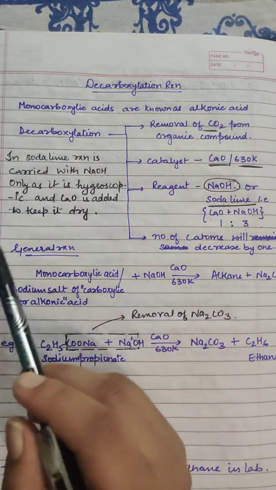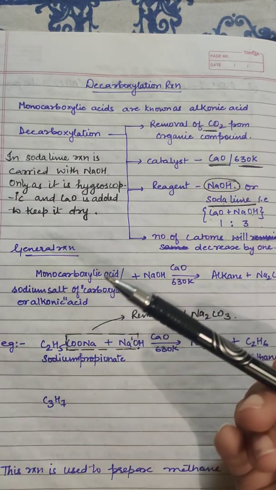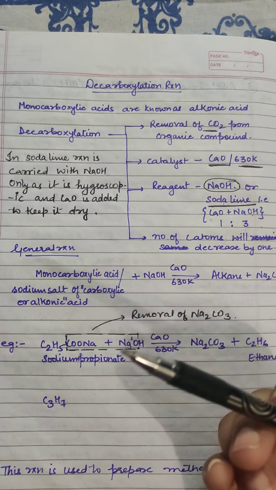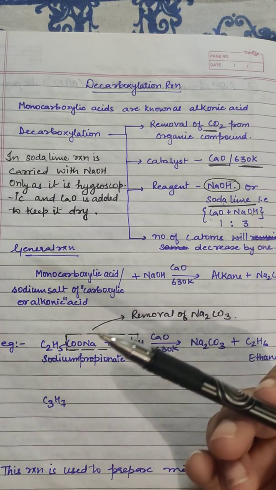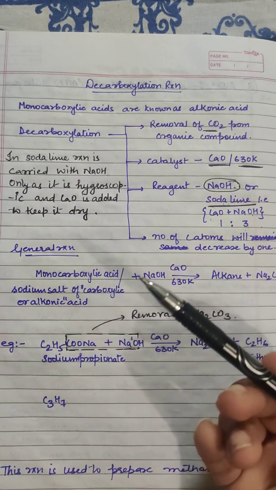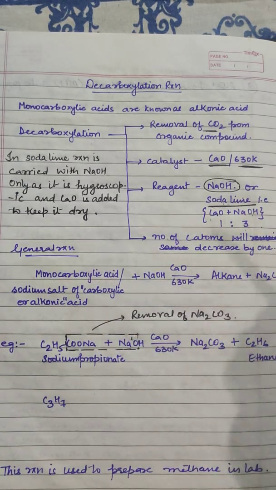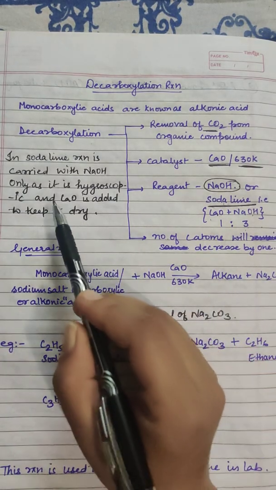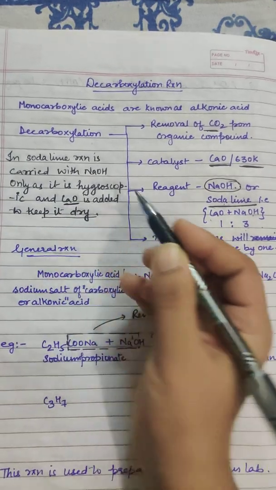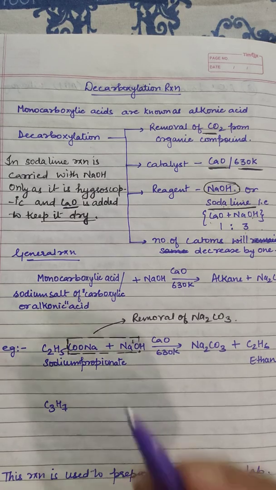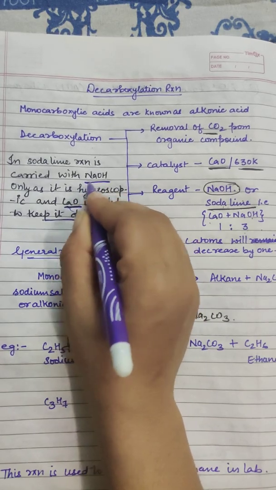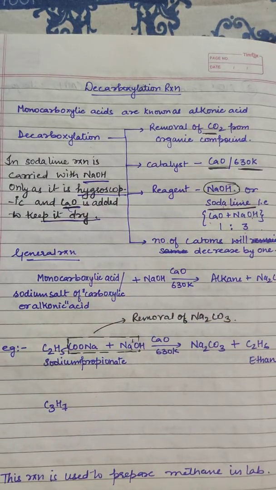Here also you need to keep in mind why we are using soda lime. Because NaOH is hygroscopic in nature. As you all know, NaOH is hygroscopic, that is, it can easily absorb moisture from the surroundings, and CaO, calcium oxide, is added to keep it dry. So in order to keep it dry, we add calcium oxide, and NaOH itself is hygroscopic in nature.